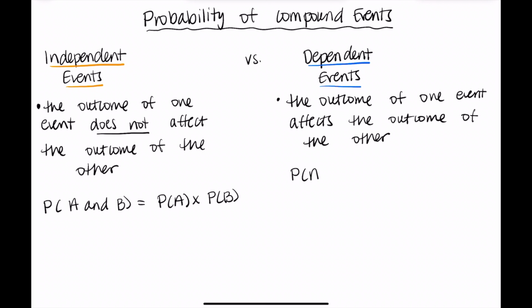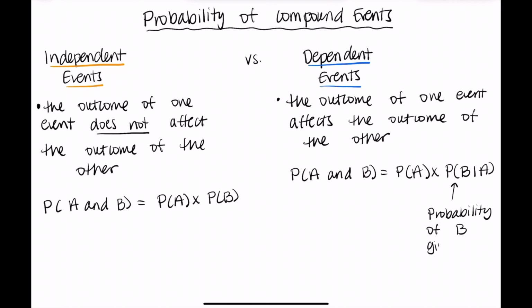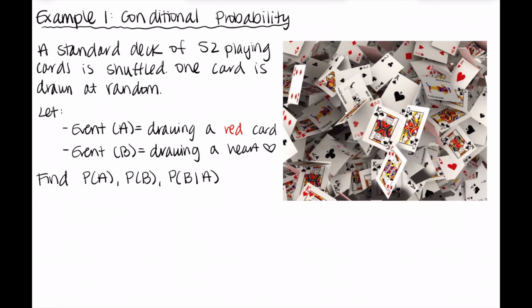Now we'll look at the formula for dependent events. For dependent events, the probability of A and B is the probability of A times the probability of B given A. So that's what the B bar A stands for. That is the probability of B given A. And why is that? That's because the probability of B depends on the probability of A. So we have to take that into account for dependent events. We'll see how this works once we do a few examples, but go ahead and write these formulas in your notebook. And now we'll get into a few examples.